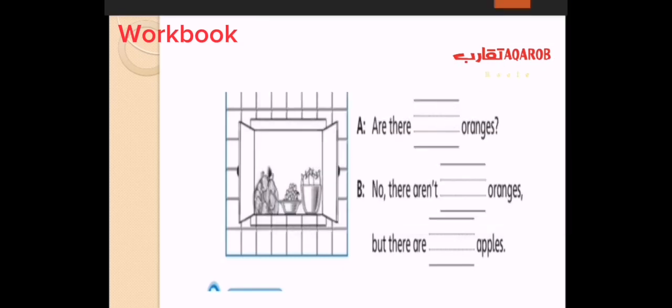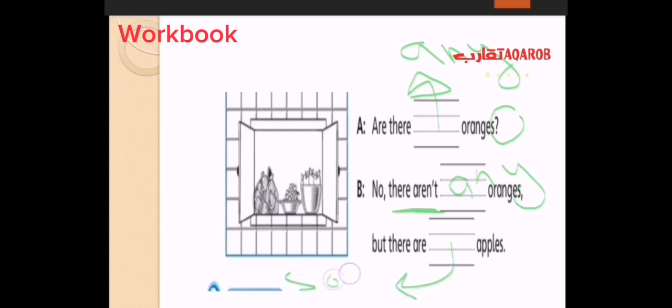Let's continue. Are there? Yes, this is a question. In the question we use any. So, are there any oranges? No, there aren't any oranges. This sentence is also negative, so we will use any. But there are apples, so we will write some here. But there are some apples.